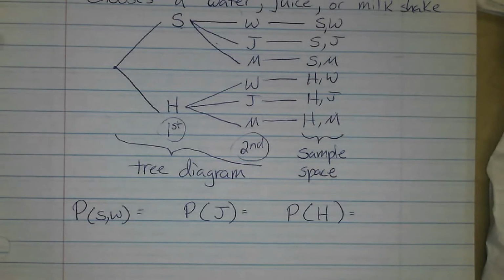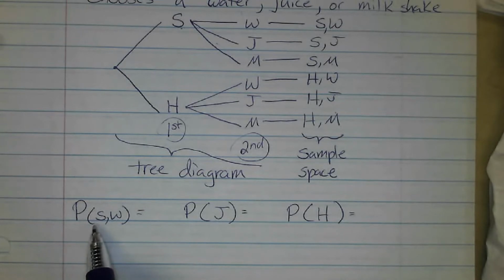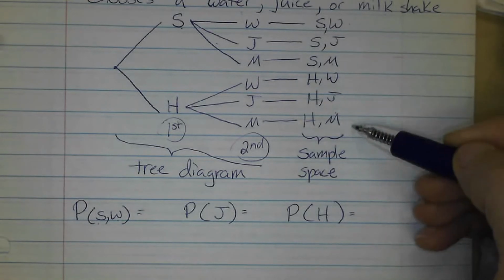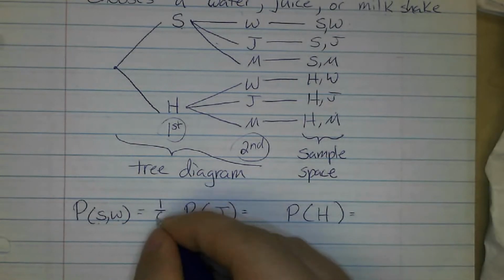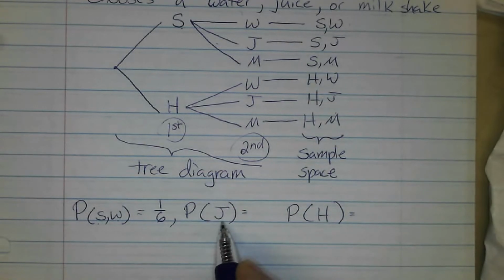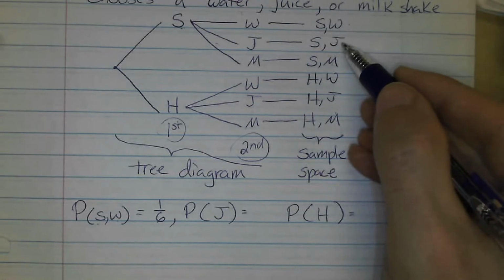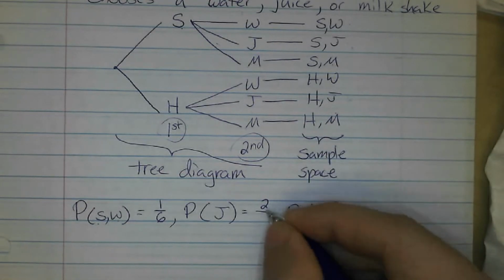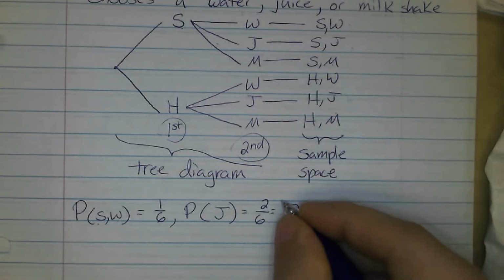Now, once we have this completed, we may have further questions to answer. For example, what's the probability that someone chooses a soup and a water? Well, there was one combination that was soup and water out of 6 total, so this would be 1 out of 6. Next, what's the probability someone chooses a juice? Well, here we can have soup and juice. Here we can have a hamburger and juice. So 2 things satisfy this out of 6, and we know that reduces to 1/3.